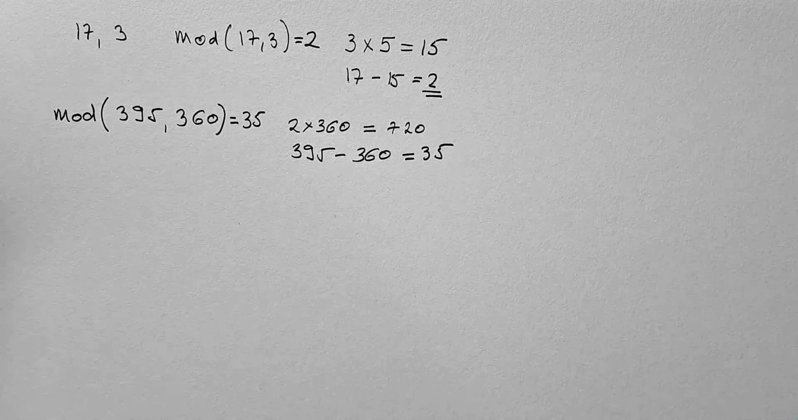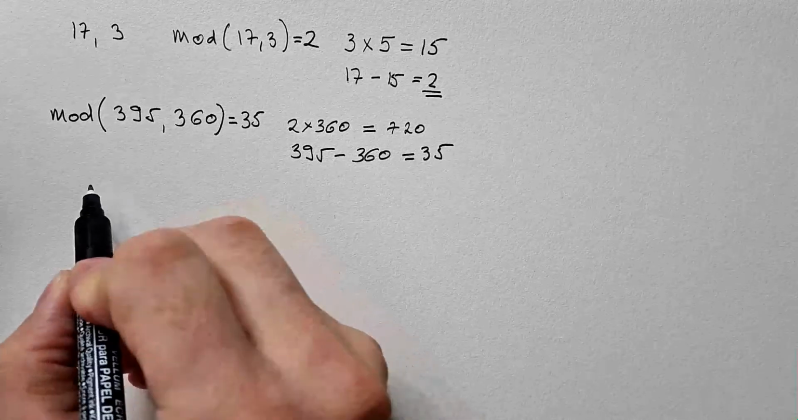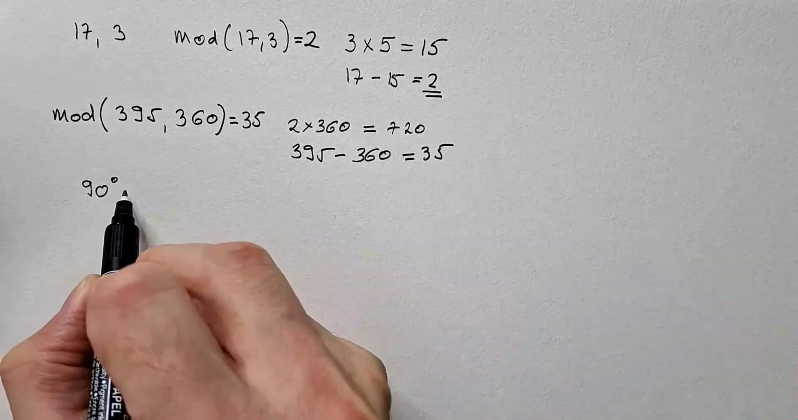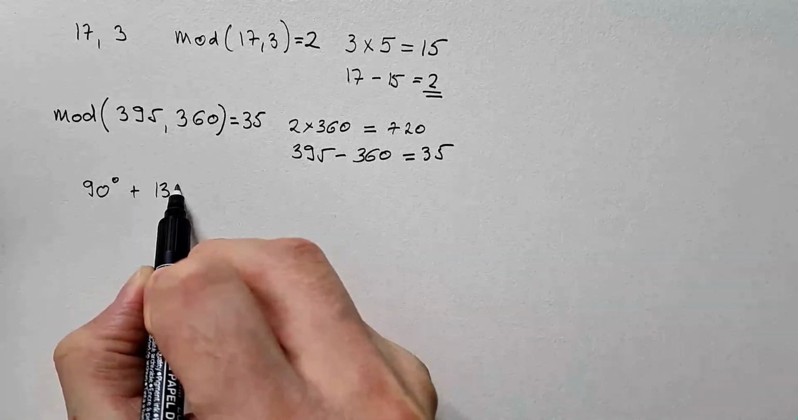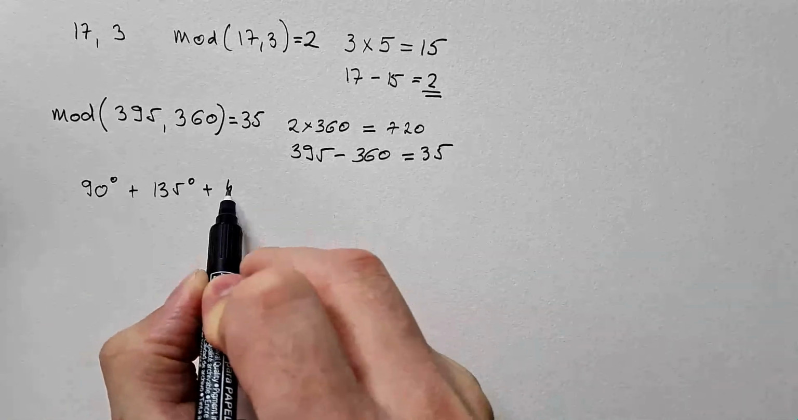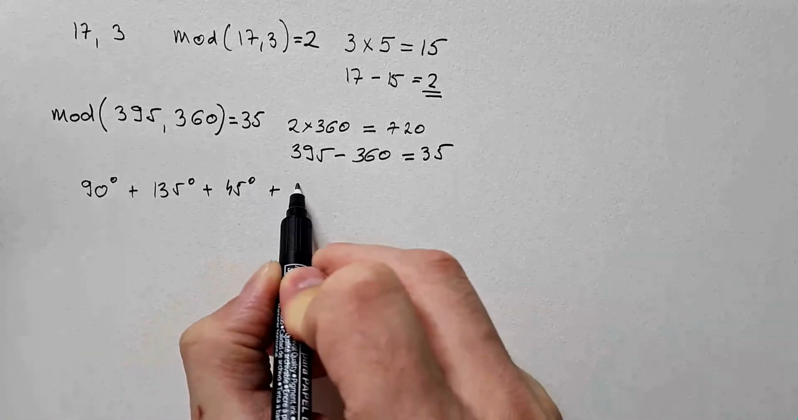Let's say you are adding wind directions and you say 90 degrees plus 135 degrees plus 45 degrees plus 180 degrees.